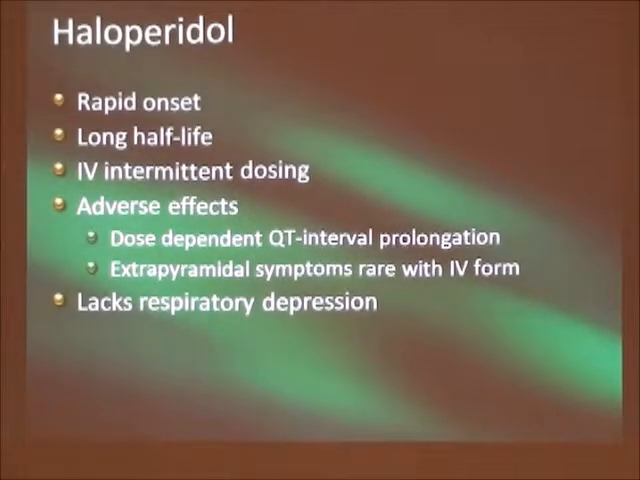So I did throw this in here just for information. Haloperidol, rapid onset, long half-life. You do generally use it for intermittent dosing IV. Some places are trying to bring it back as a continuous infusion. We'll see. Adverse effects, this is important depending on where you practice. Dose-dependent QT interval prolongation, mainly with the IV form. You'll see it with PO as well, but that's unique to the IV form as far as amount that you get per milligram you give.